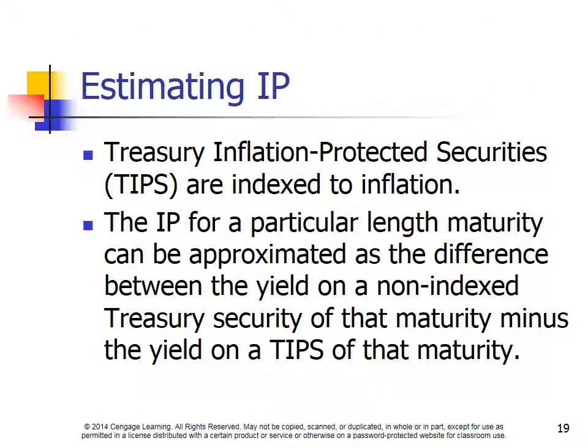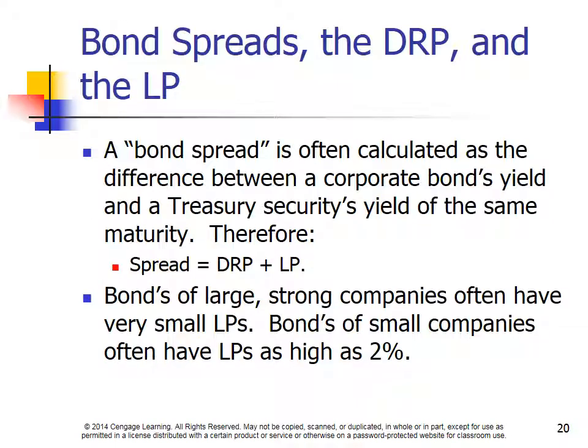The first step is to estimate the interest rate premium. A bond spread is often calculated as the difference between a corporate bond yield and a treasury securities yield of the same maturity. So the spread is going to be the DRP plus LP, which is the premium.